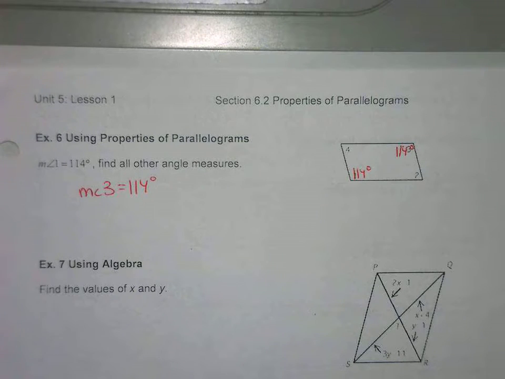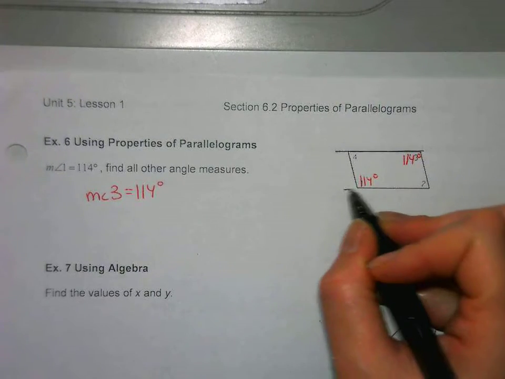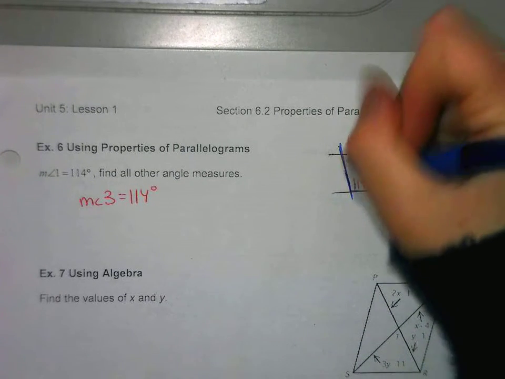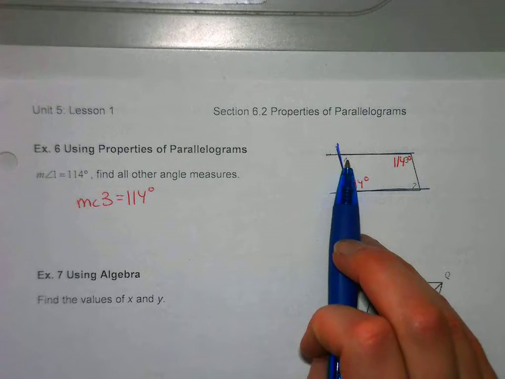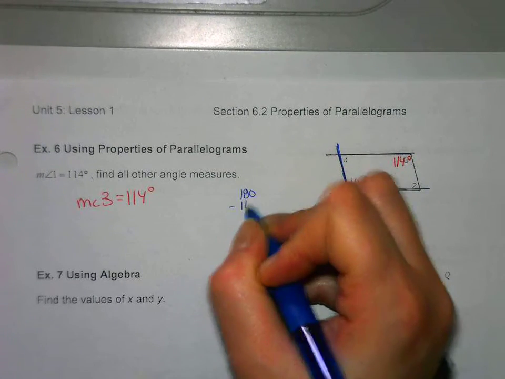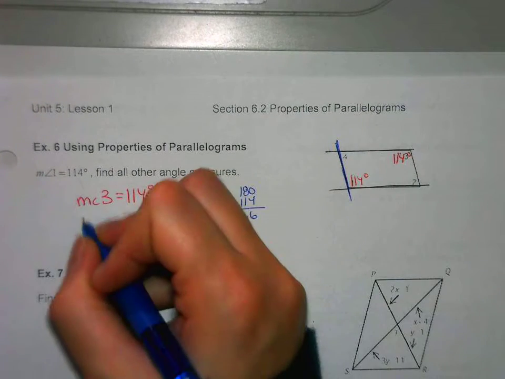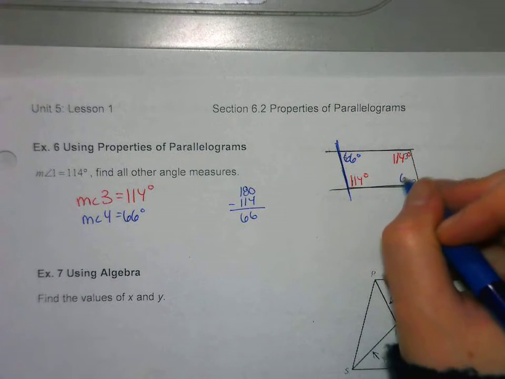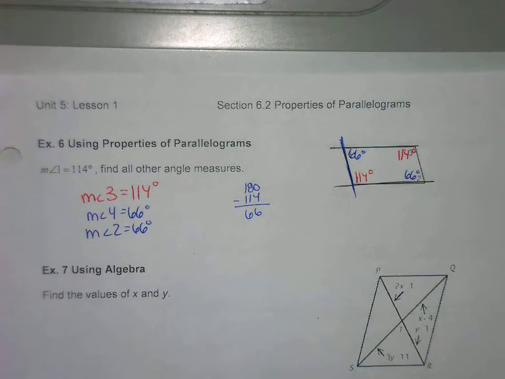So then I need to find the measure of angle 4 and a measure of angle 2. Well, I know that these two sides are parallel. So that means this coming down here is a transversal. So we are dealing with same side interior angles, which means that the measure of angle 4 and the measure of angle 1 have to add together to be 180. So if I do 180 minus 114, we end up with 66. So that means the measure of angle 4 is 66 degrees. The opposite angle in a parallelogram is also congruent, so the measure of angle 2 is also 66 degrees.